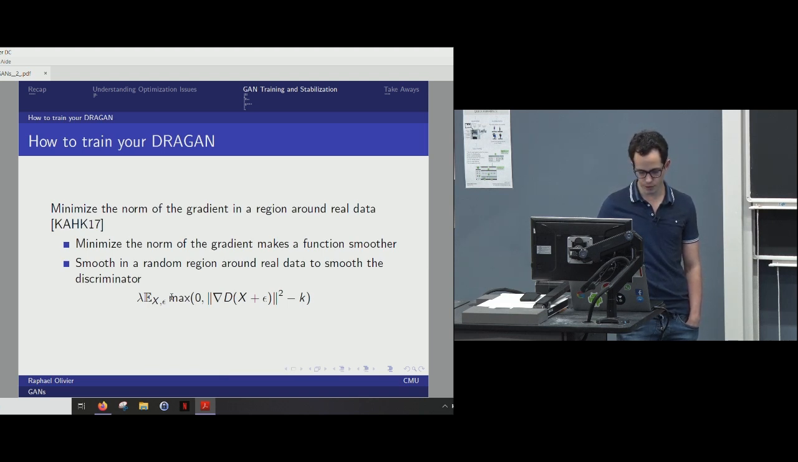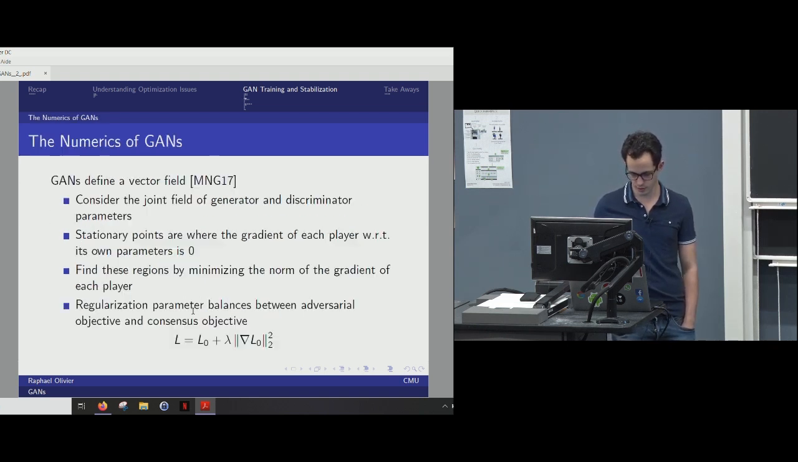So yeah, I don't remember exactly the motivation for this specific expression, but you get the idea. It's all, again, a way of making everything smoother in the hope that the two-player process is going to work better. Now here you've got another paper. This time the idea is slightly different.